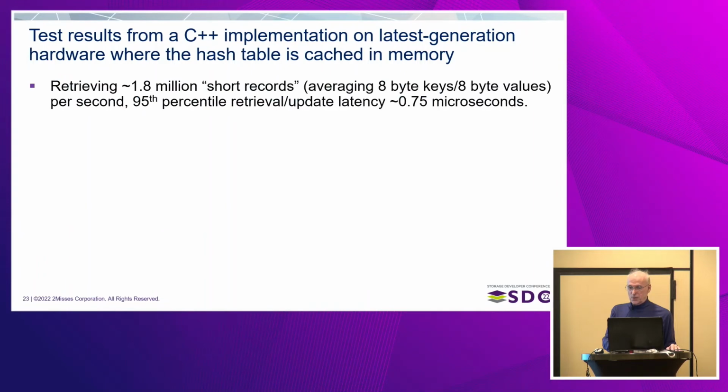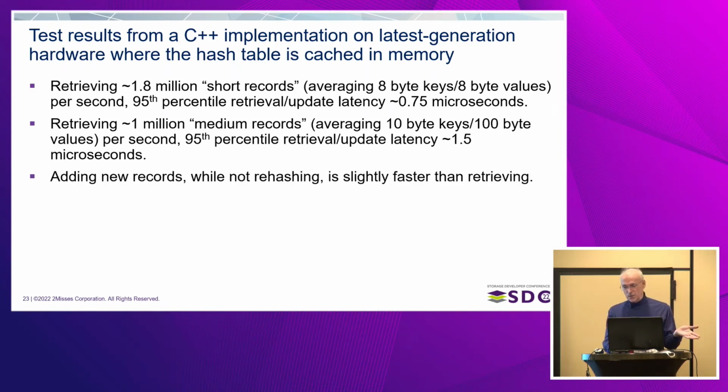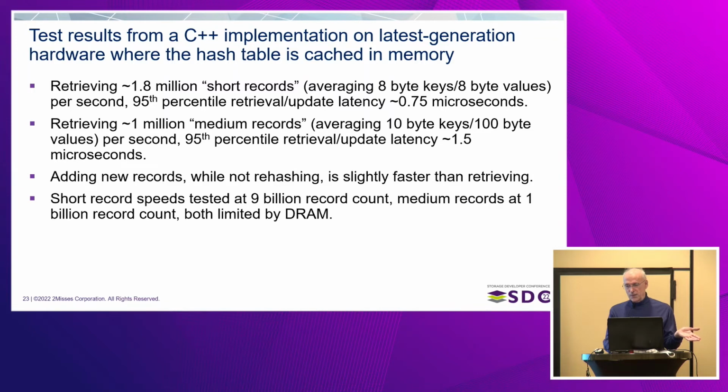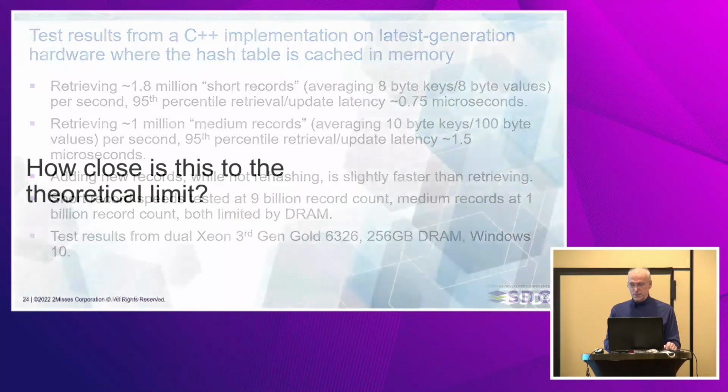Now, for the latest generation hardware, you get another 15% performance, and you're down to three-quarters of a microsecond retrieval, the 95th percentile. About 1 million medium records, that's about the same. And the 95th percentile latency is a little bit faster, but not much. Again, adding records is a little bit faster than retrieving. And this is at 9 billion short records and 1 billion medium records, again limited by DRAM. I have 256 gigabytes, and that's the 256 gigabytes.